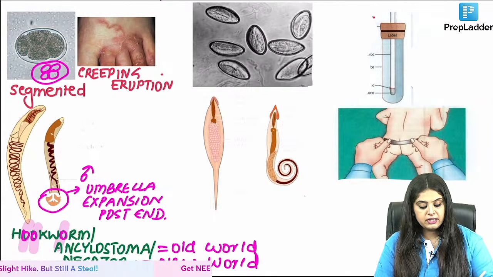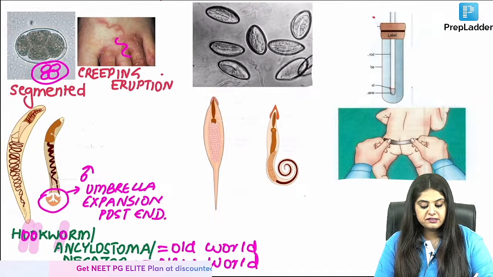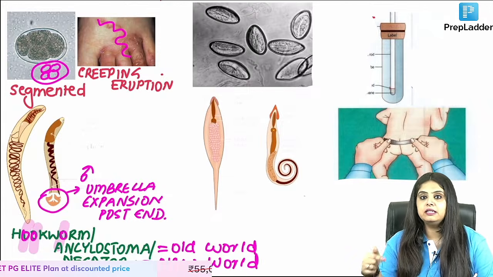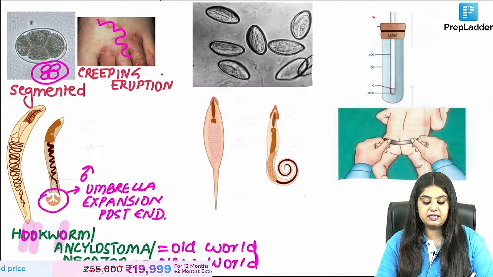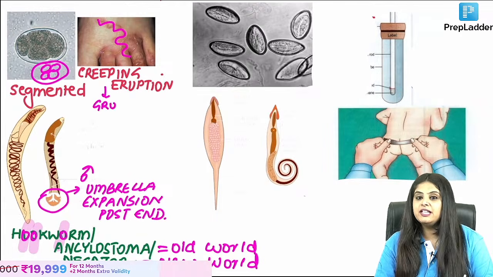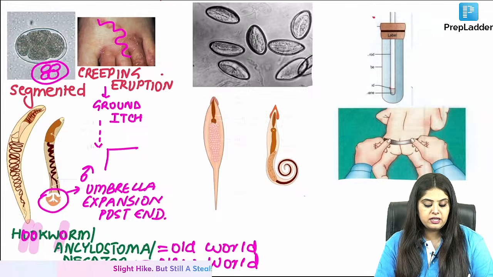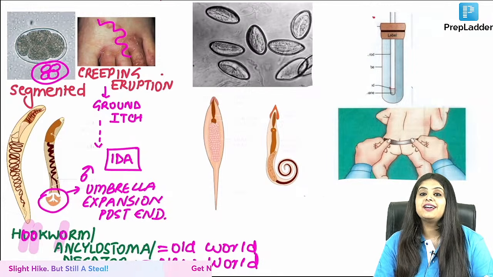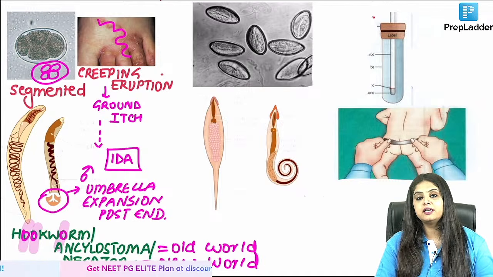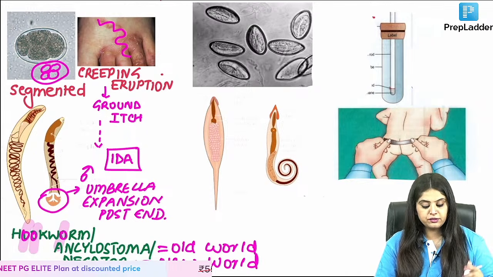Now the question that comes is, when it comes via skin, what do we call it? Ma'am, that is known as creeping. The worm comes creeping like this. Will the patient also have a lot of itching because of it? Yes, there is ground itch, but ultimately it will go to the intestine. Which anemia does hookworm cause? It causes iron deficiency anemia. You have been telling me this for 5 days. So this is also settled.